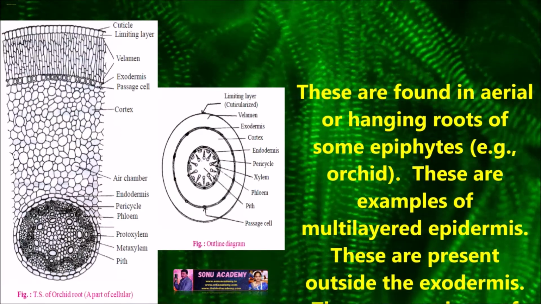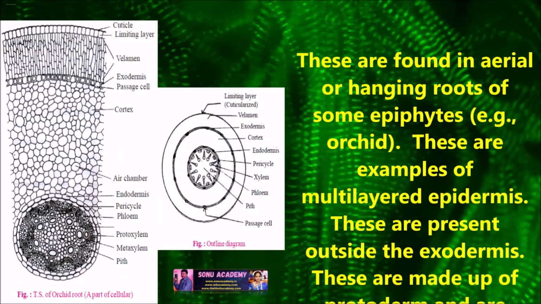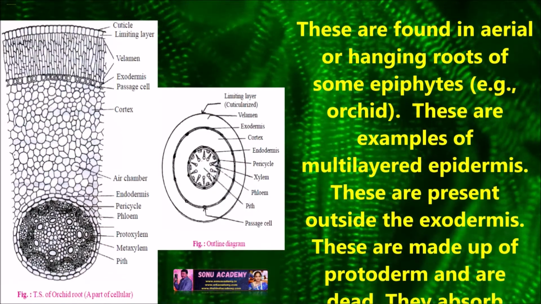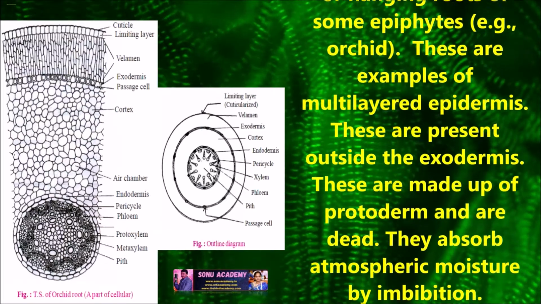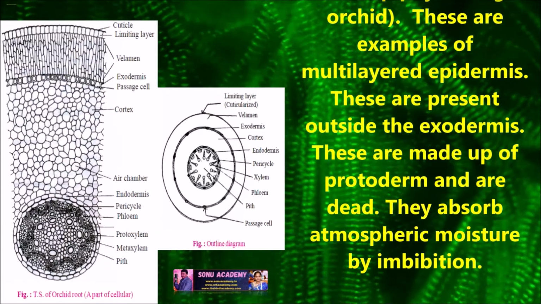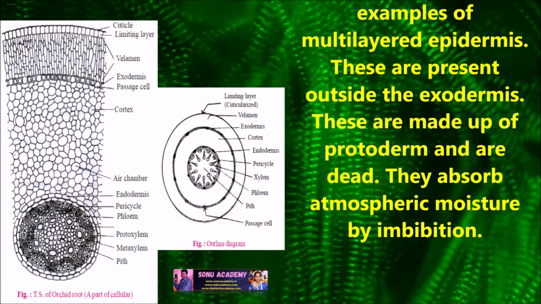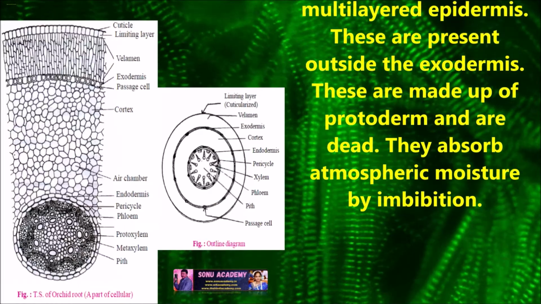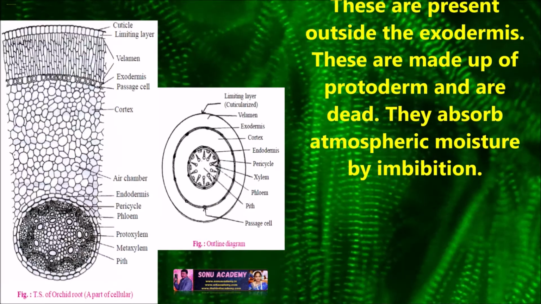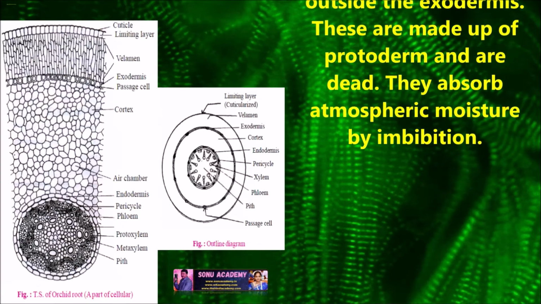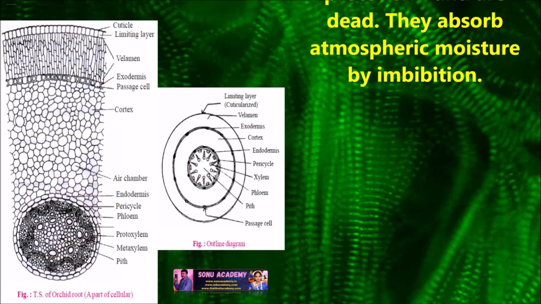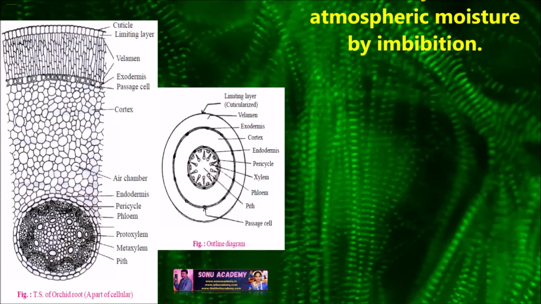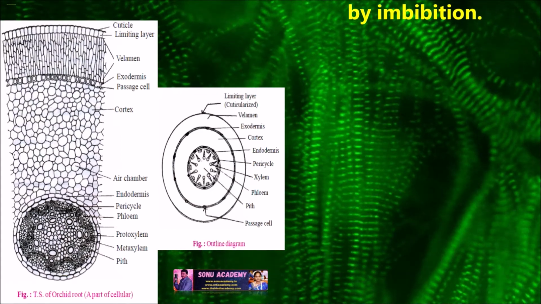Velamen. Velamen is found in aerial or hanging roots of some epiphytes, for example orchid. It is a multilayered epidermis, and it is present outside of the exodermis. It is made up of protoderm cells and is dead. They absorb atmospheric moisture by imbibition. Passage cells are found in both exodermis and endodermis in hanging roots of orchids.